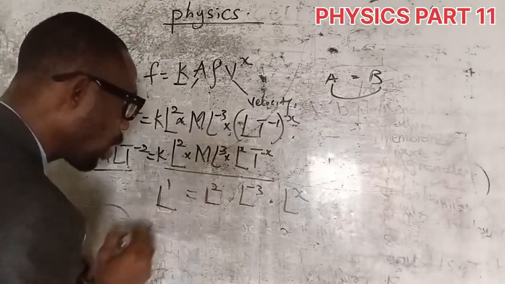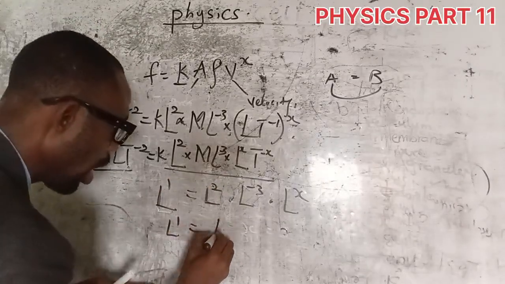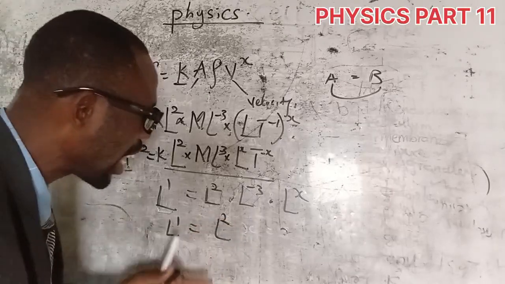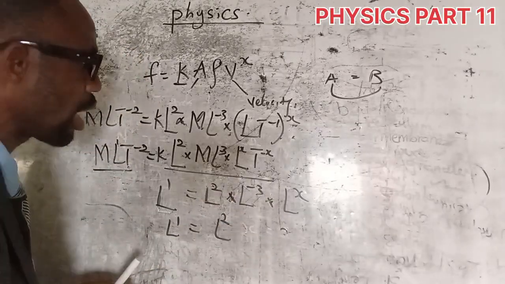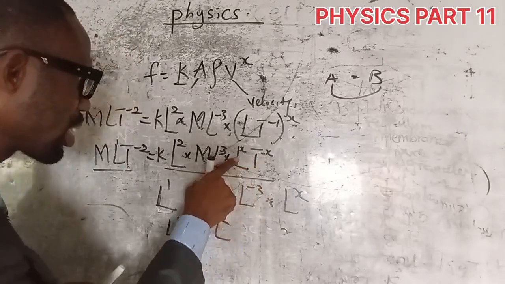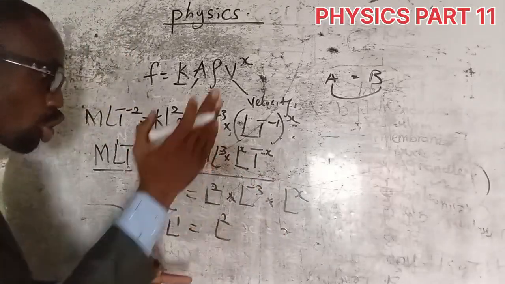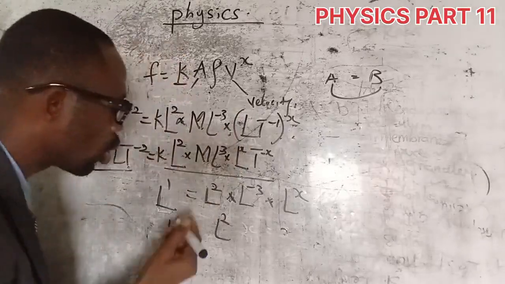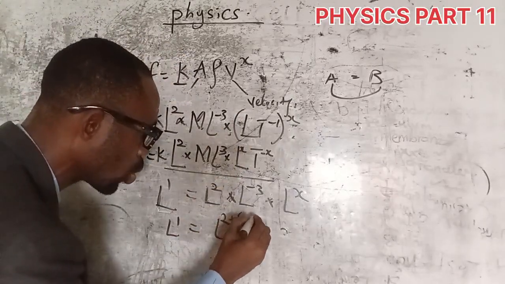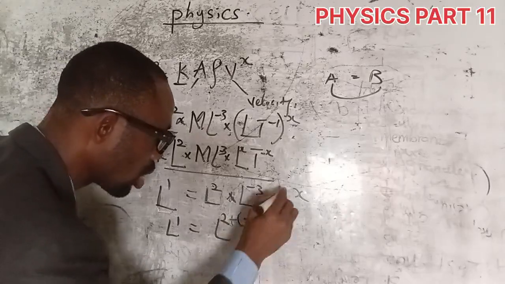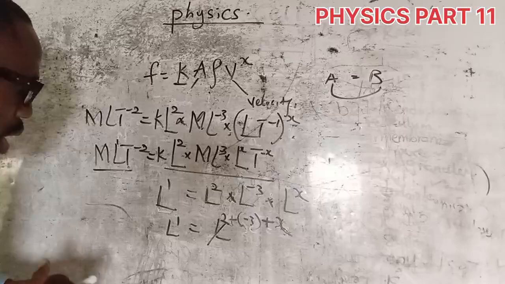Now, what does that mean? It means L raised to power 1 will be equal to L raised to power 2. What did I tell you about when the bases are the same? When the bases are the same, you know this X is taking what? What's this X? This X is, yes, plus. When the bases are the same, you sum the powers. Is that not what I told you? So you now have 2 plus bracket minus 3 plus X. Are you seeing it now? Cancel this L. Cancel this L.